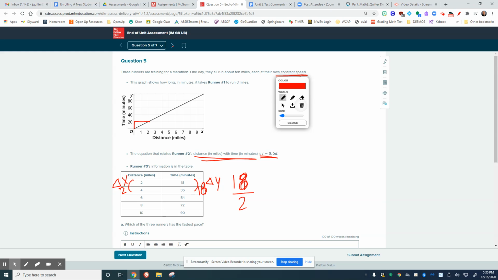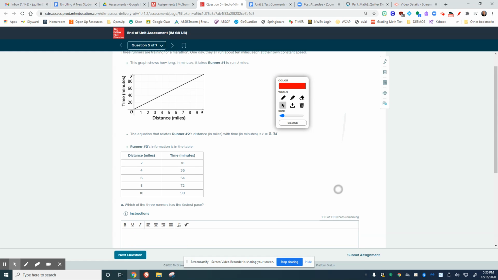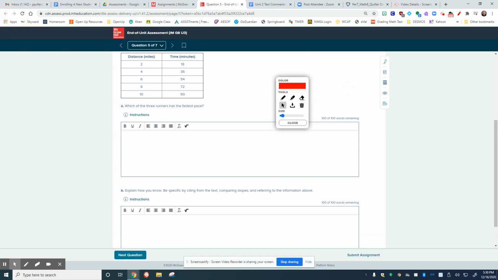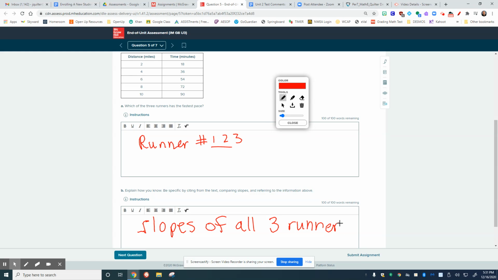In the second part of this is where we answer the question, which runner is the fastest pace. All you're going to do is tell me which runner, 1, 2, or 3, goes right here, whichever one you think it is. And then down here, you're going to tell me how you know. You really, really need to tell me about the slope in here. Compare all 3 runners' slopes down there to get the best outcome for this one.